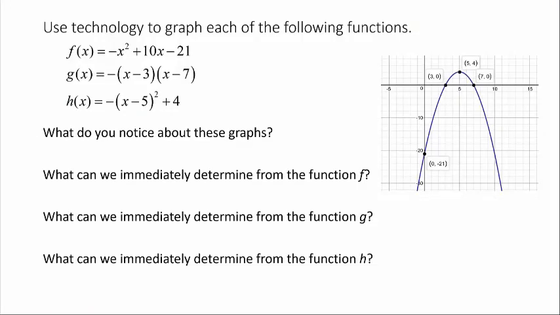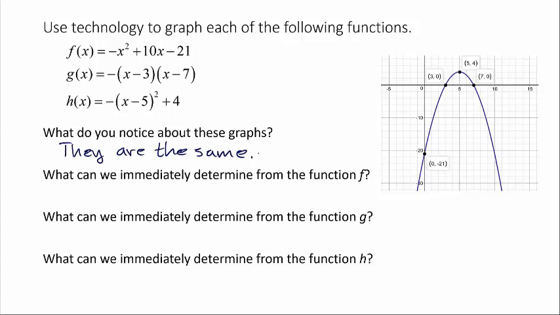Okay, so now we've graphed these three functions, and we've determined that they're all the same function, right? Graphically, we get the same thing. That's what I'm going to say when I say, what do you notice about these graphs? Let's say they are the same, meaning each one of these functions has the same exact graph. So what can we determine from the function f? So if all of these functions are the same function, they're just in a different form, what's helpful to us about these different forms?